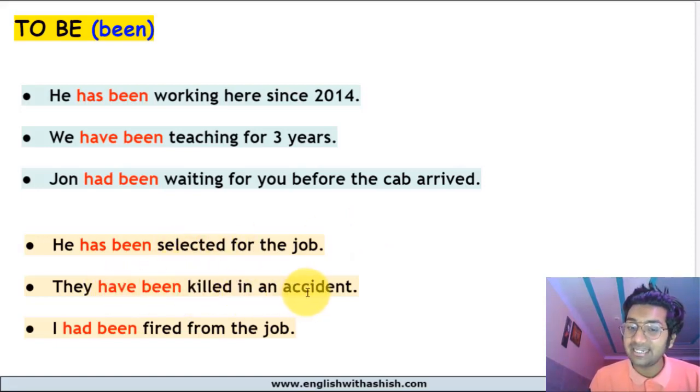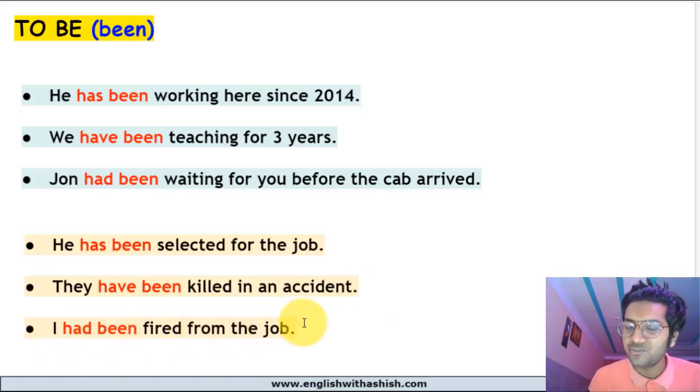They have been killed in an accident. Okay, so have been is followed by killed. We don't know who killed them. Okay, it's in the passive voice. We're not talking about the doer of the action.